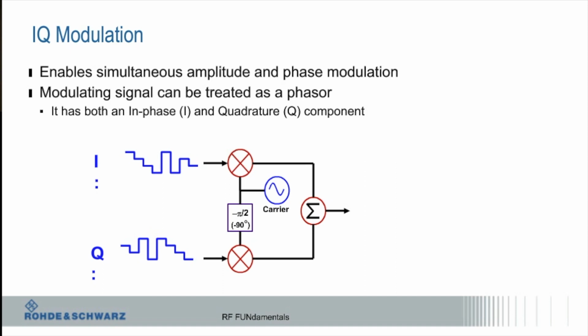Question: is there a reason for calling it I? Well, I is in phase, Q is quadrature, 90 degrees. I don't know who decided that originally.